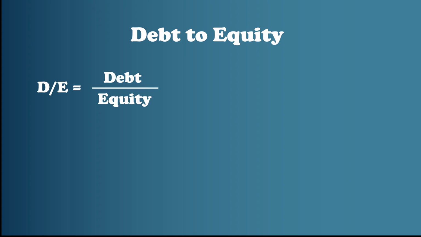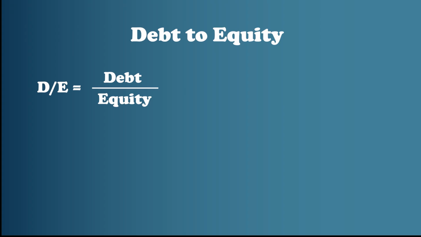Debt to equity shows us how much debt a company uses compared to its own equity to finance the business. It shows the company's financial leverage. A higher debt to equity means the company relies more on borrowing, while a lower debt to equity means it relies more on its own equity. Debt to equity tells us that for every dollar of equity in the company, how much debt does the company have.